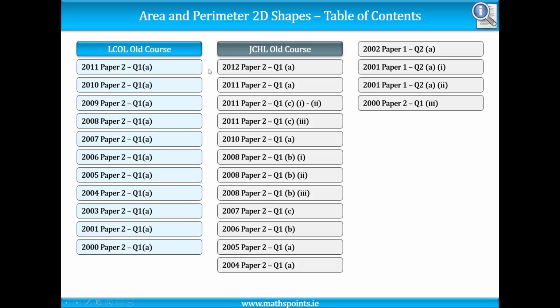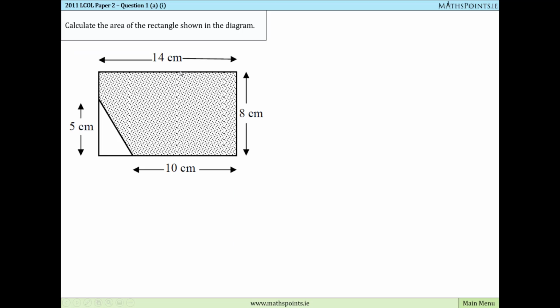Okay, so we're going to look at an area and perimeter question from a 2011 ordinary level paper. It's a question about 2D shapes. We can see that we have a large rectangle, and in the bottom corner a little triangle seems to have been cut out of it. So the first question is to calculate the area of the rectangle shown in the diagram.